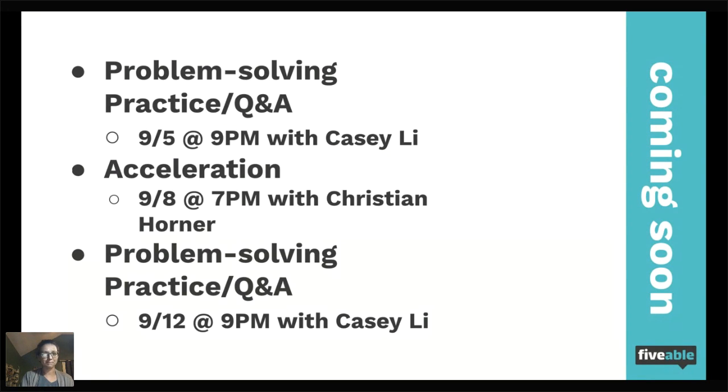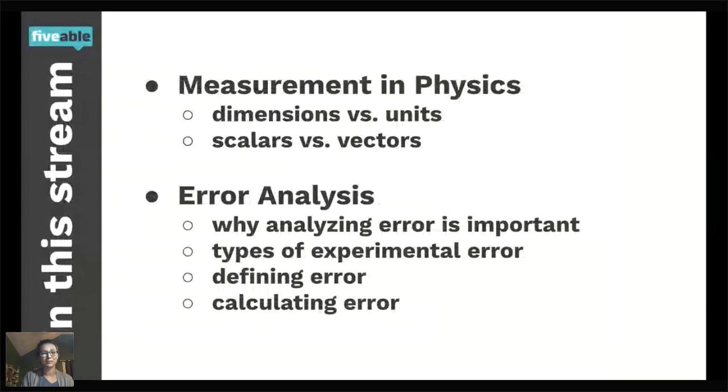So in this stream, we're going to cover a couple of different topics. We're going to look at measurement in physics, and in that we'll look at the difference between dimensions and units of measurement. And we'll also look at the difference between scalar quantities and vector quantities. And then we're going to look at error analysis, which I think is super important. So we'll talk about why that's so important. We'll look at a couple different types of experimental error. We'll talk about how you define it. How do you calculate error, and then how do you report out that error in your experiments and data?